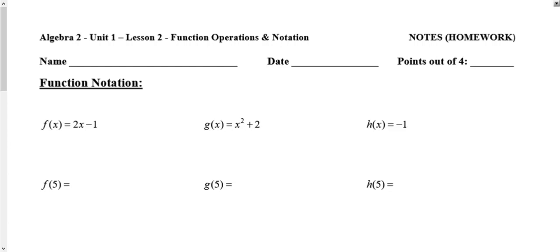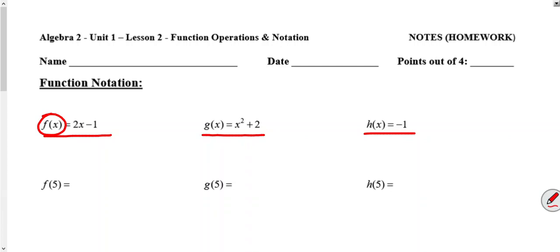All right, so the first thing we want to look at is how these are written. So you see f of x equals negative 2x minus 1. We have g of x equals x squared plus 2. We have h of x equals negative 1. All right, so these are all functions. Even though they don't have f in it, it means the same thing. It's just a different name, okay? So g of x is still a function, it's just we call it g. H of x is still a function, we just call it h, okay?